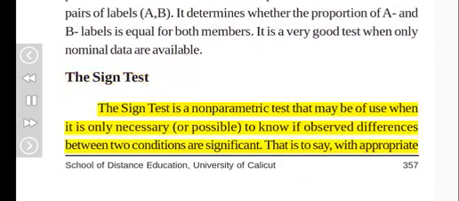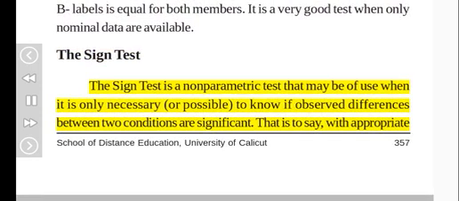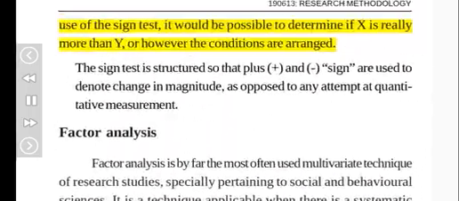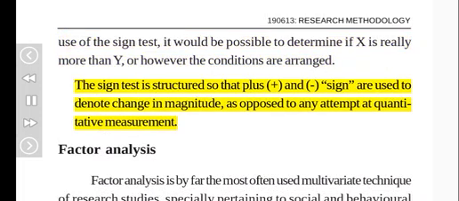The sign test. The sign test is a non-parametric test that may be of use when it is only necessary or possible to know if observed differences between two conditions are significant. That is to say, with appropriate use of the sign test, it would be possible to determine if X is really more than Y, or however the conditions are arranged. The sign test is structured so that plus and minus signs are used to denote change in magnitude, as opposed to any attempt at quantitative measurement.